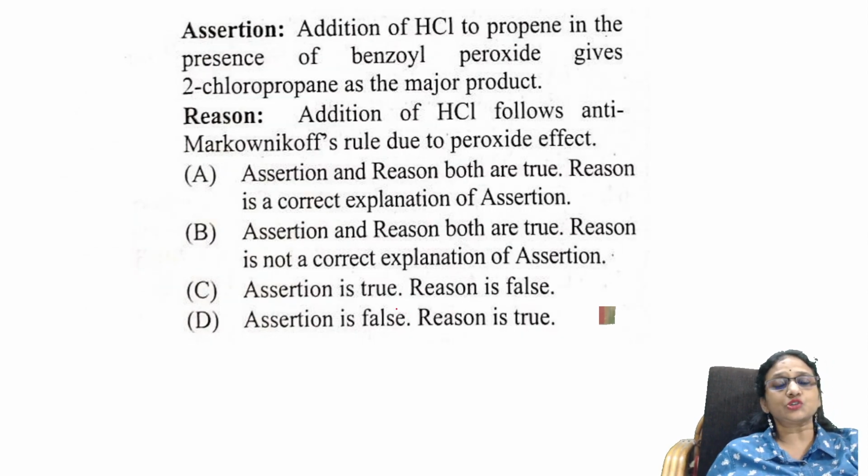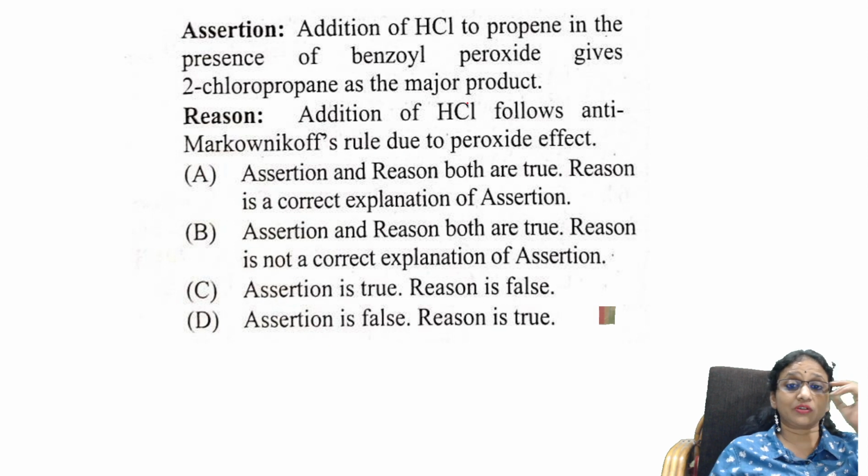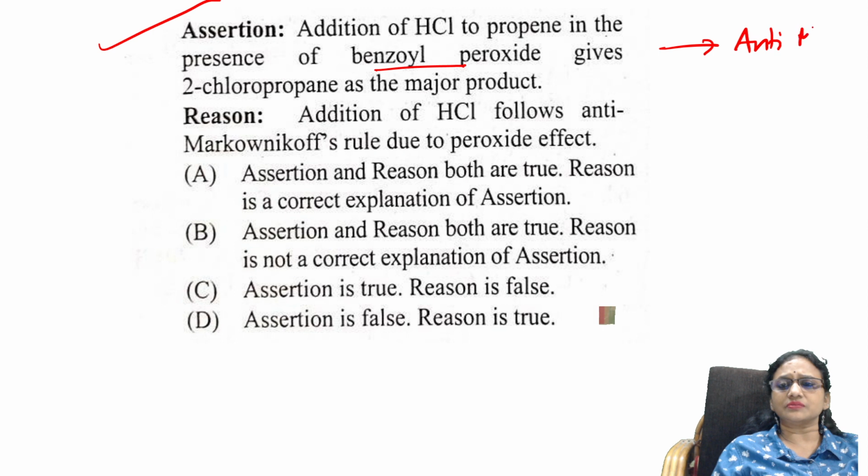Addition of HCl to propene in the presence of benzoyl peroxide. Okay, this is anti-Markovnikov addition. It gives 2-chloropropane as a major product. Yes, it is right because this is anti-Markovnikov addition. Addition of HCl follows anti-Markovnikov rule due to peroxide effect.